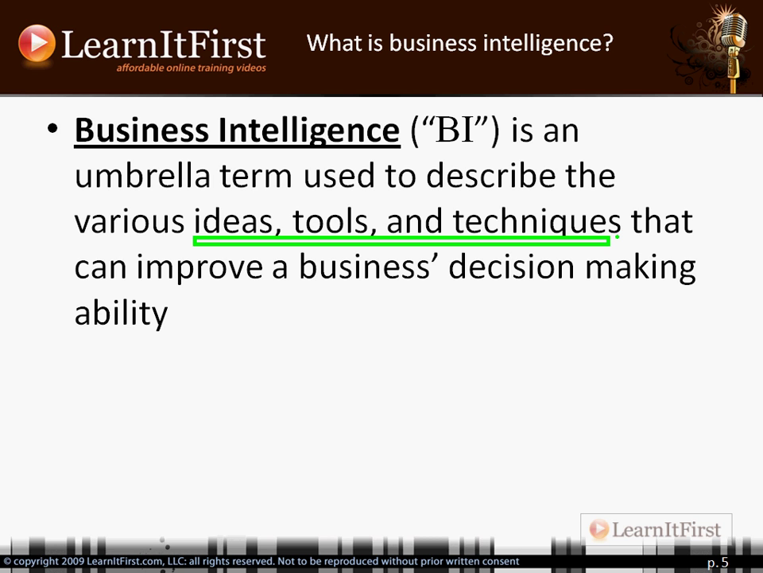Okay? And by us, that could be managers, it could be C-level folks. You know what I mean when I say C-level? CEO, COO, for example, CTO, chief, okay, C-level. Executives, managers. You really want to be able to make better decisions. That's what business intelligence is really all about.